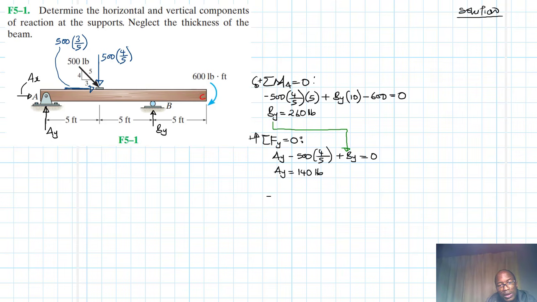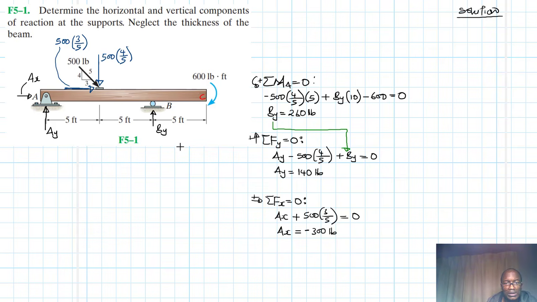Okay, then finally we have summation of forces in the x direction equal to 0, with that direction being our reference. We have AX plus 500 times 3 divided by 5 equal to 0. Therefore, our AX is just going to be equal to minus 500 times 3 divided by 5. This gives us a minus 300 pounds.